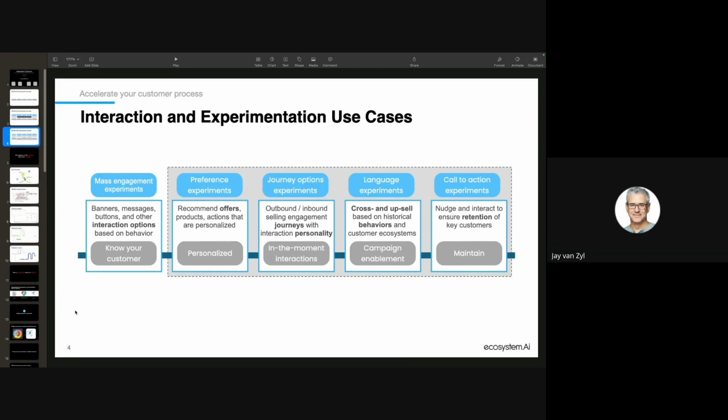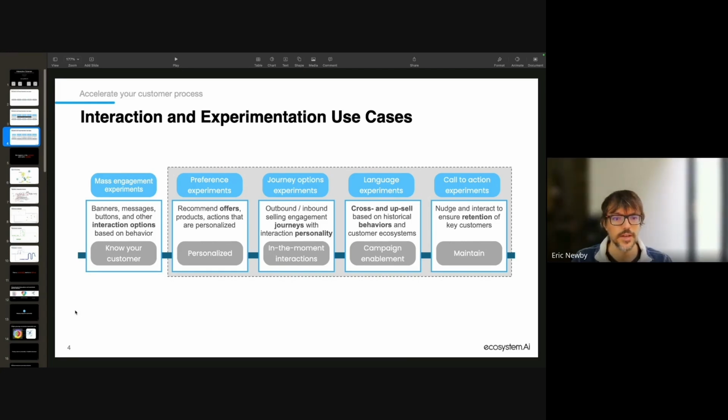Cool. Thanks, Jay. I don't know if anyone else has any comments or questions before we move on into some of the constructs that we use to enable this. Okay, cool.